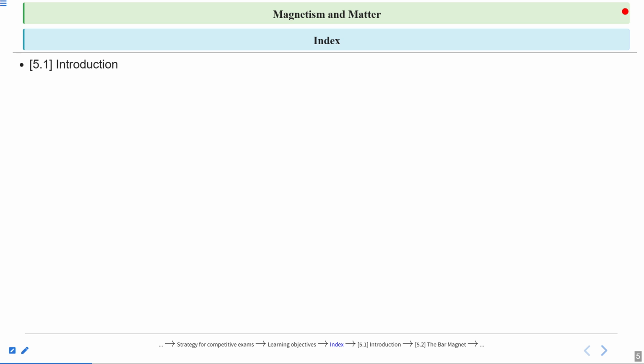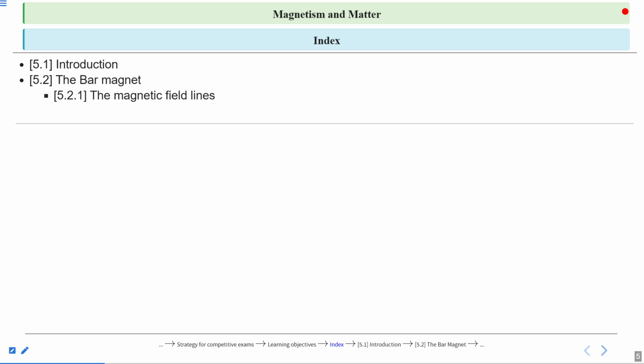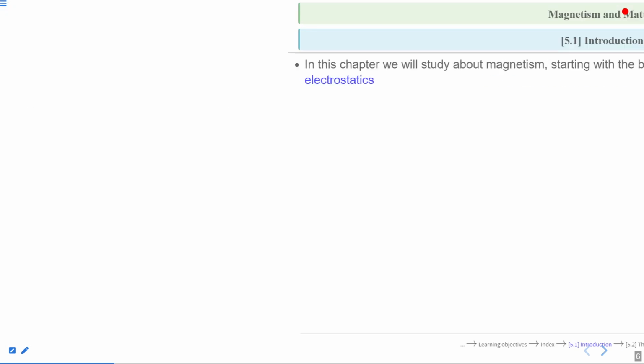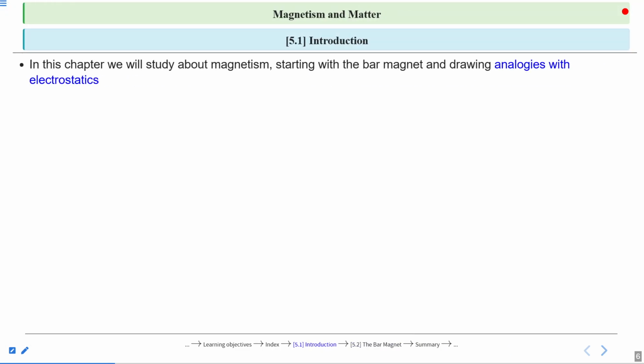The index of topics that we are going to cover today: first, NCERT section 5.1, which is the introduction of this chapter. Then 5.2, bar magnet, and in the 5.2 section there are two subsections we are going to discuss today. 5.2.1, the magnetic field lines, and the other section is 5.2.2, bar magnet as an equivalent solenoid. So let's begin with the introduction part.